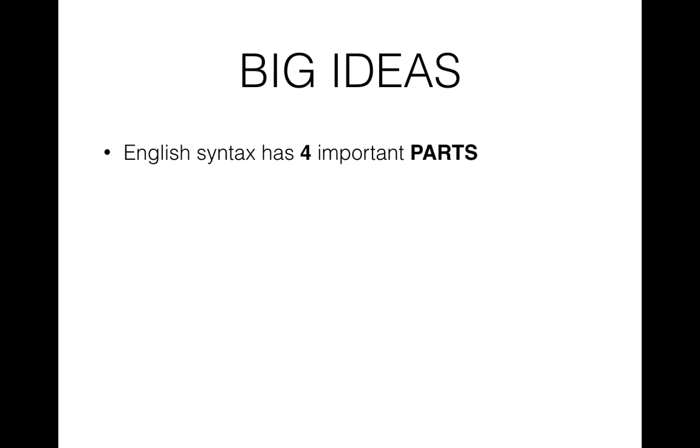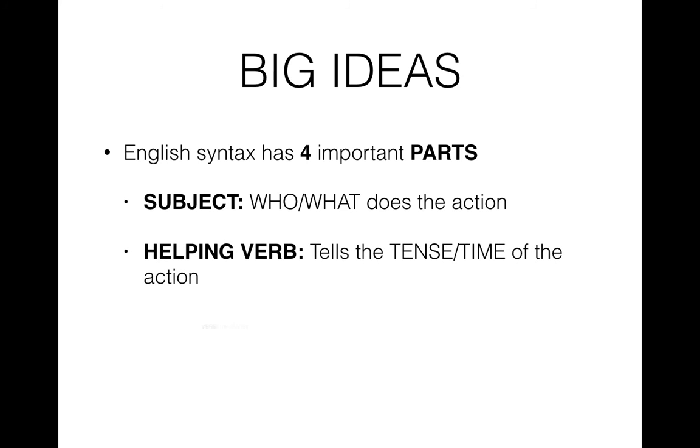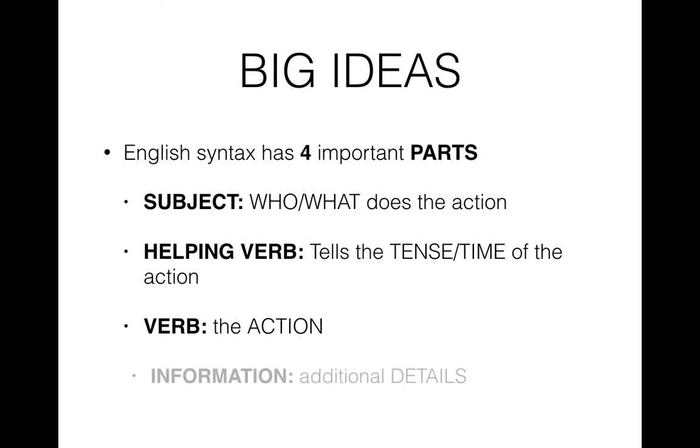English syntax has four important parts: the subject, the helping verb, the verb, and the information. When you read or listen to English, pay close attention to the order of words. Look for the three syntax forms. Some sentences can be very complicated. Some are simple, but almost all sentences have these four parts.